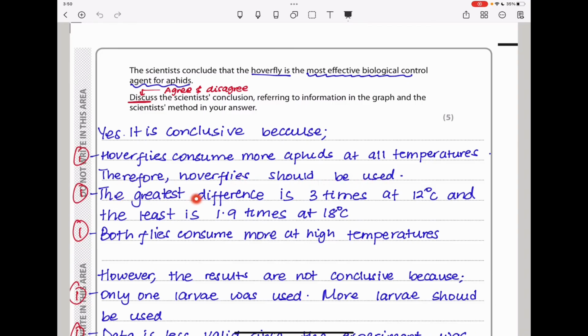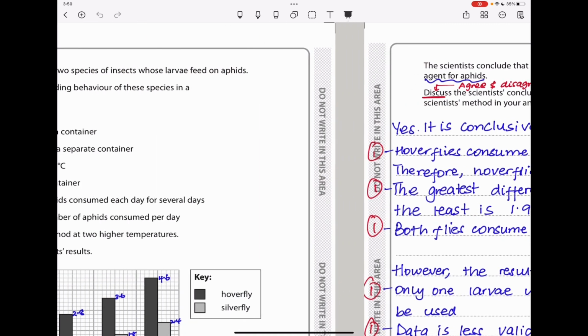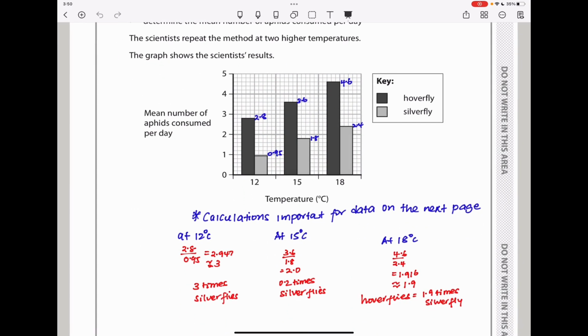And also we saw the greatest difference is 3 times at 12 degrees Celsius, and the least one is 1.9 times at 18 degrees. And again, to take you back, you can see at 12 degrees I saw there is 3. At 15 degrees we have a 2, and here we have a 1.9. So this is 1.9 times, this is 2 times, and this is 3 times. So I calculated it at that.